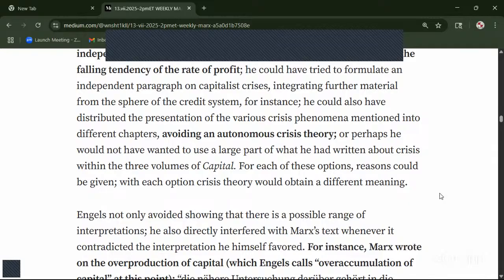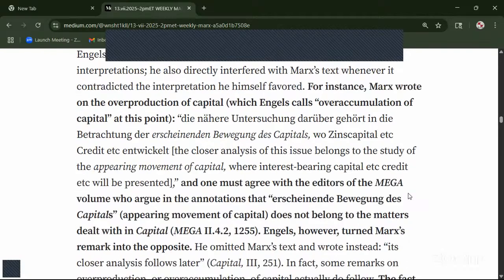With each option, crisis theory would obtain a different meaning. Engels not only avoided showing that there is a possible range of interpretations, he also directly interfered with Marx's text whenever it contradicted the interpretation he himself favored. For instance, Marx wrote on the overproduction of capital, which Engels calls overaccumulation of capital at this point.